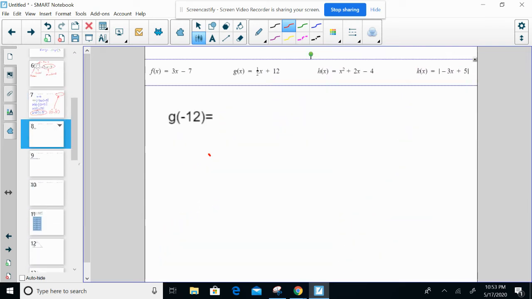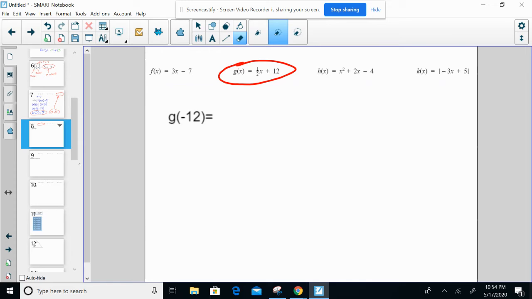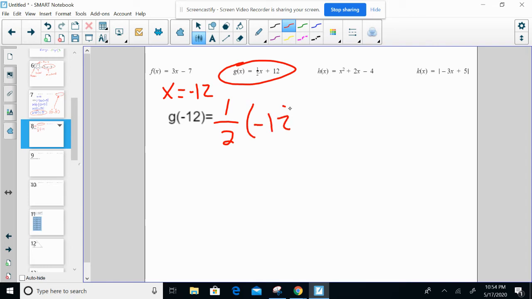All right. It says g of negative 12. So our function that we are going to use is, here's f of x, here's g of x. That's the one we want. H of x and k of x, g is the one, that's the name. And what we're going to plug in for x is negative 12. That's what that means. So that means everywhere you see an x, you're going to put a negative 12.